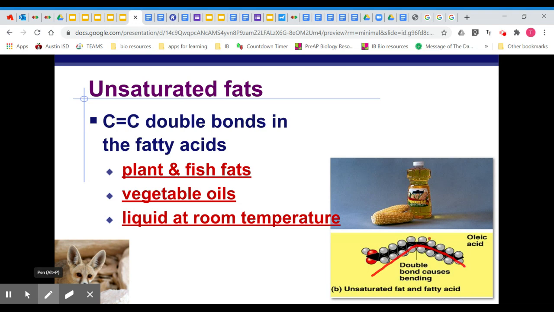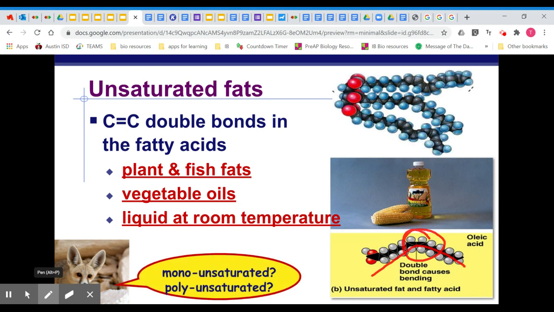And it's because of that double bond, because of that bend in the molecule, they don't lay flat on top of each other, and so they're less likely to be solid at room temperature. When you see terms like monounsaturated and polyunsaturated, those are going to be referring to how many double bonds are found. So if there's one double bond, then that would be monounsaturated. Multiple double bonds would be polyunsaturated. When they talk about omega-3 fatty acids, those actually, it's a bend in the third carbon. Sounds really fancy when you say omega-3.